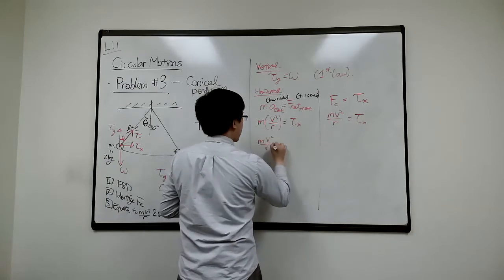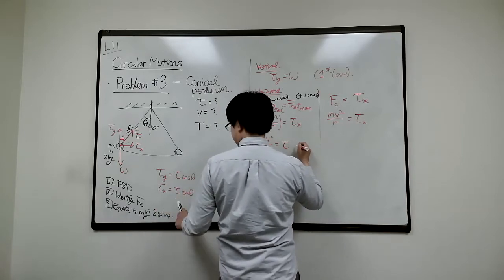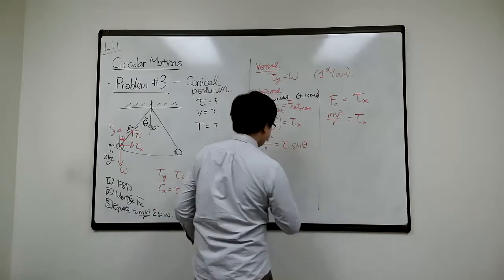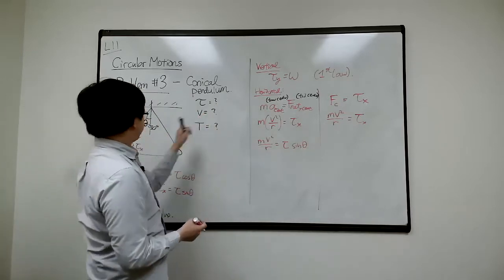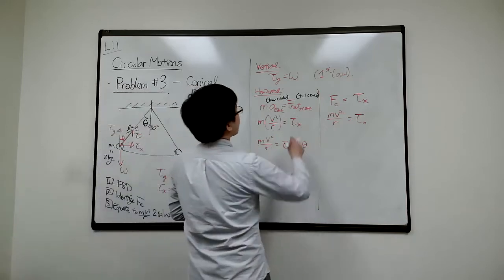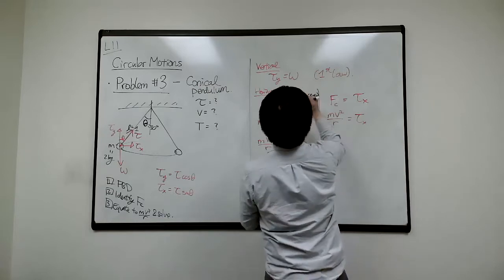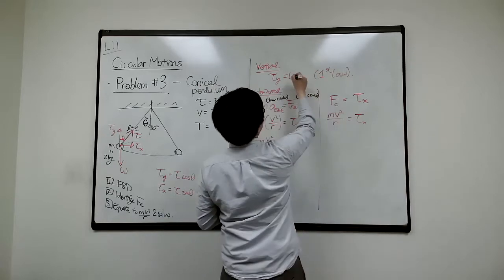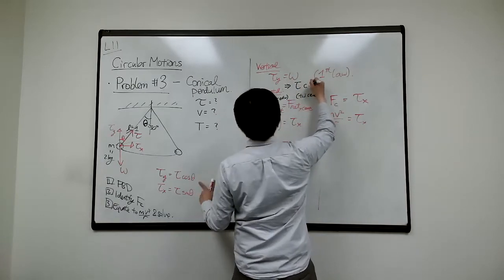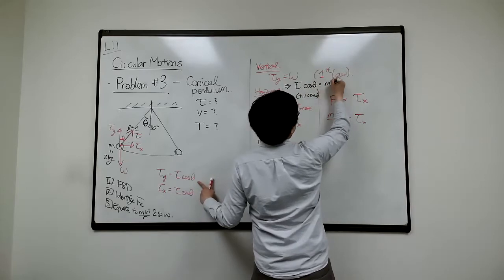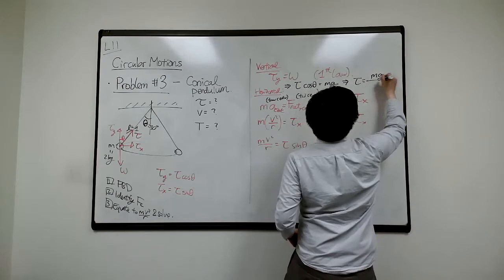So mv squared over r is tau x, so tau sine theta. All right, what is my aim? My aim is to find first, what is the tension around the rope? Well, there's something we can do here as well. We can also realize that this is mg. So the next step implies this is tau cosine theta equals mg, and that will tell me tau is mg over cosine theta.